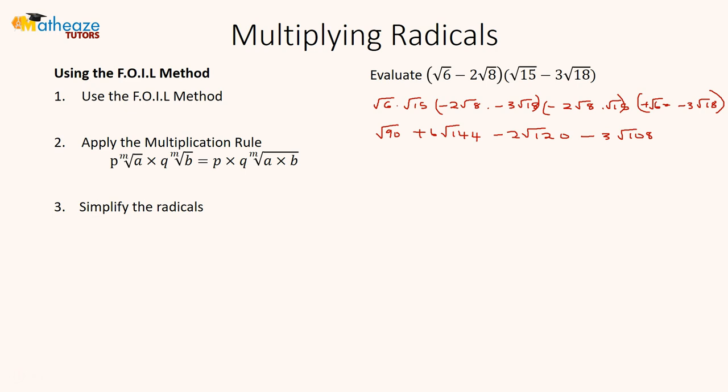So 90 is 9 times 10, so that's going to give us 3 square root of 10 plus 6 times 12 minus 2. So 120 is 4 square root of 15 minus 3 times 6 square root of 3. So this is 3 square root of 10 plus 72 minus 8 square root of 15 minus 18 square root of 3.